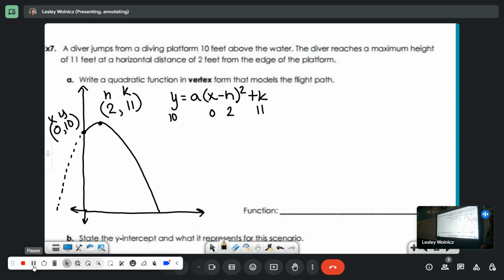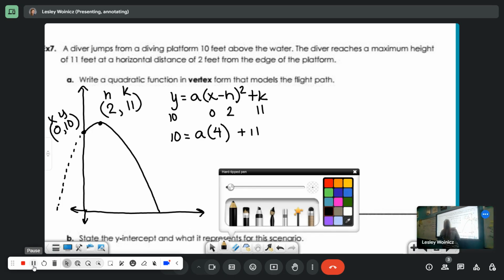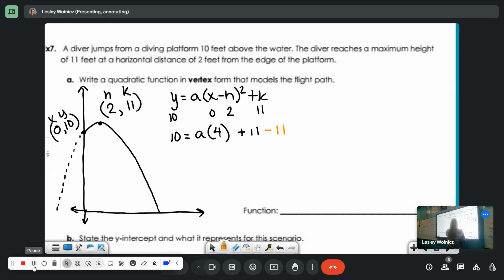Okay, 0 minus 2 is negative 2. If I square that, I get 4. So I have 10 equals A times 4 plus 11. How do I get rid of that plus 11? I subtract it away, so it's going to be negative on this side and negative on this side. What sign is the 10? It's positive.